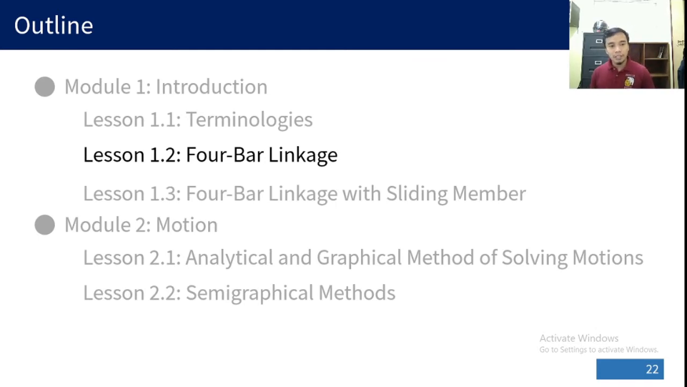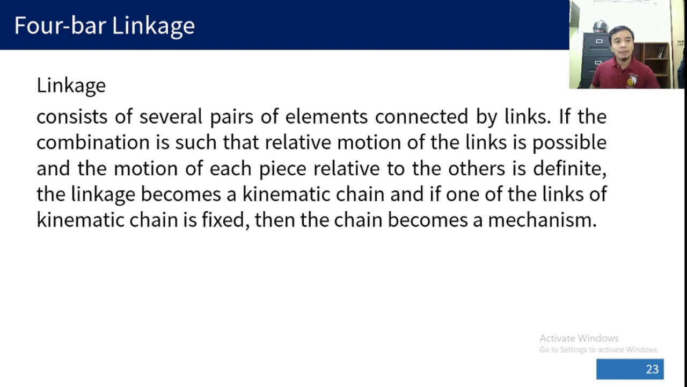Next, for lesson 1.2, is the 4-bar linkage. A linkage is a combination of several pairs of elements which uses links as connectors. If the combination is such that the relative motion of the links is possible and the motion of each piece relative to the others is definite, it becomes a kinematic chain. Then, if one of the links is fixed and non-moving, it becomes a mechanism.